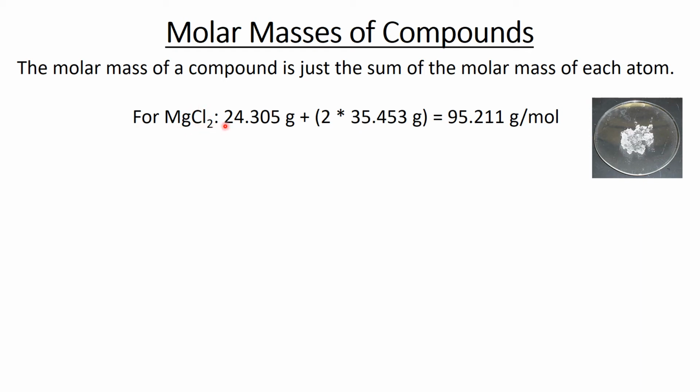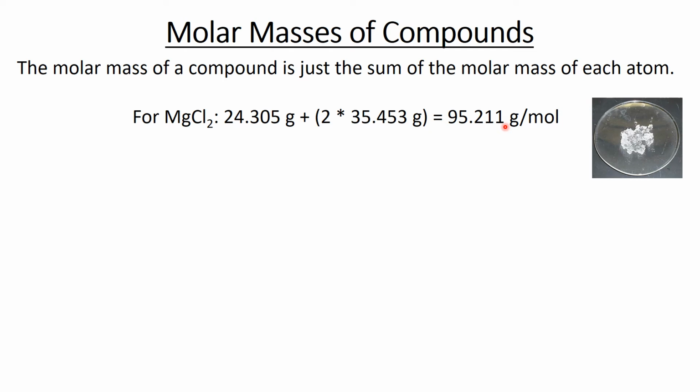The molar mass of magnesium, if we look on our periodic table, is just 24.305 grams. The molar mass of chlorine is 35.453 grams. We multiply that by 2 because there are 2 chlorines. We add those together. We get that the molar mass of magnesium chloride is just 95.211 grams. So if I have 1 mole of magnesium chloride, that's just 95.211 grams.